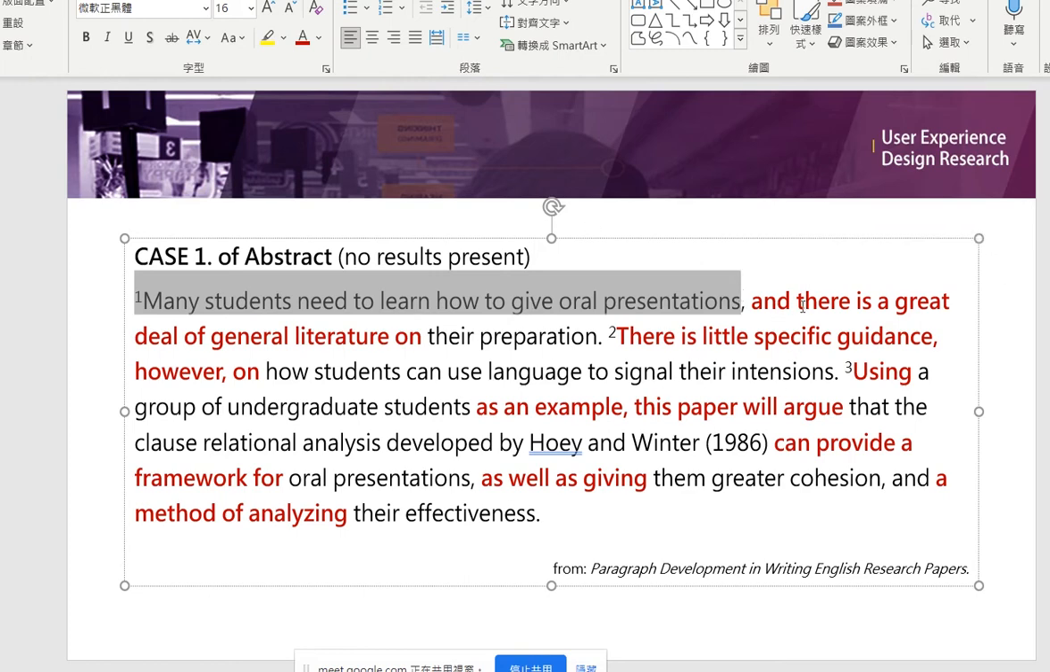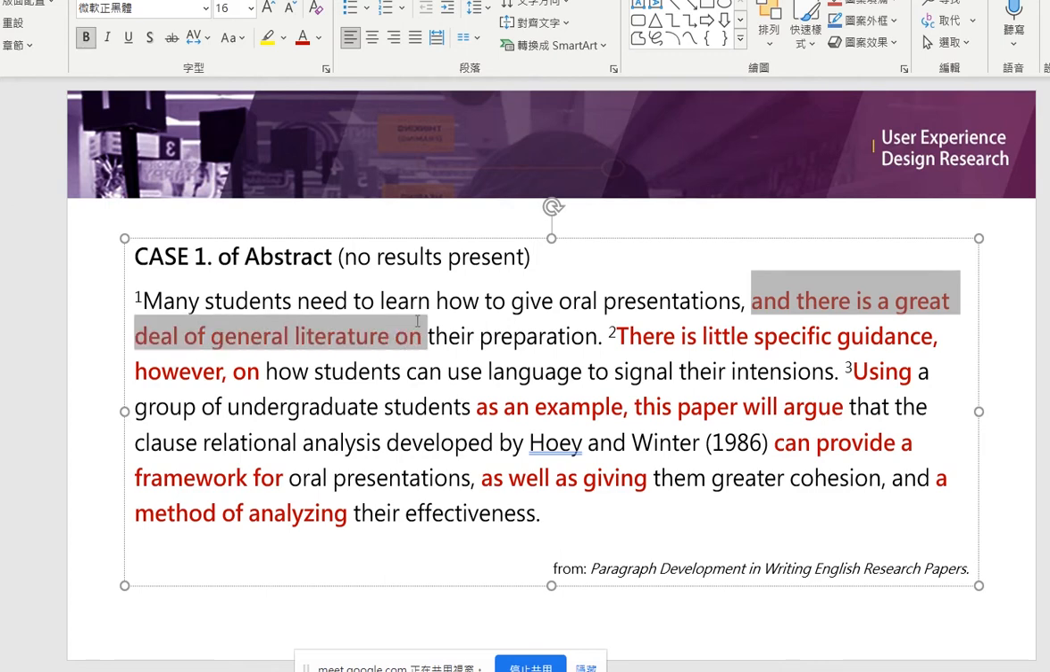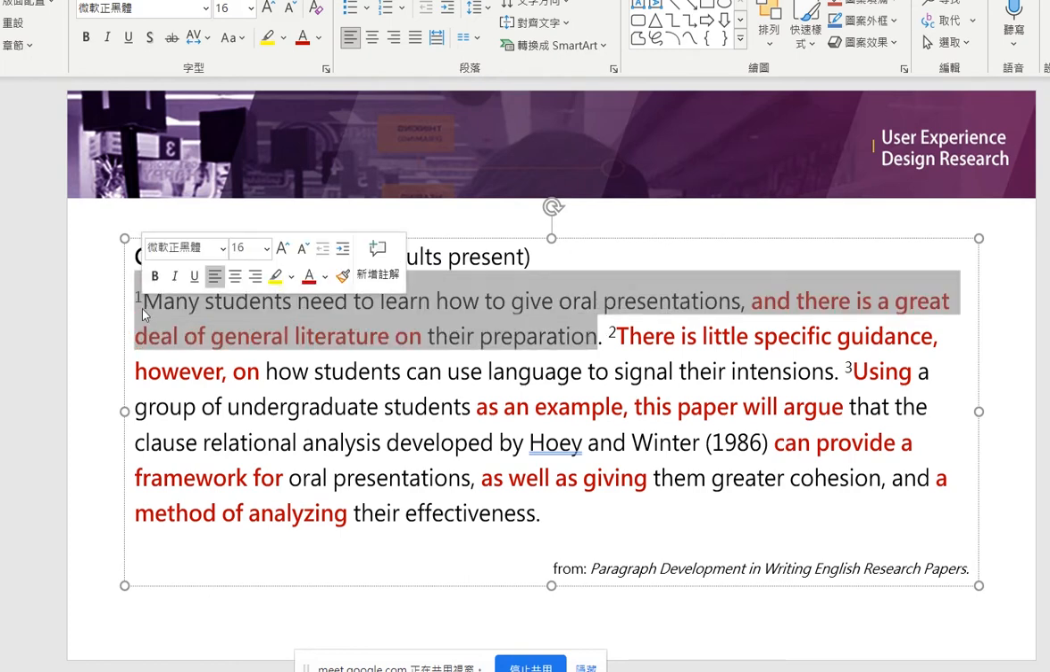Okay, background. And there is a great deal of general literature on their preparation. That means the literature is like the reference. So the highlighted part is mentioned to point out the background. This kind of topic is very famous. It has a trend. Everyone knows. So I chose this paragraph. It shows the research background and the research importance.